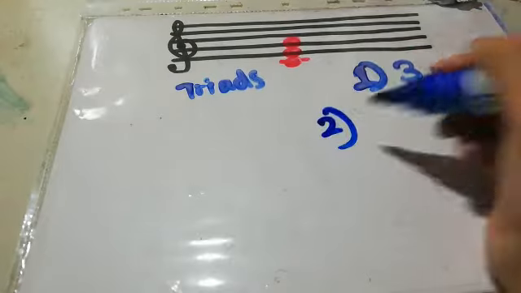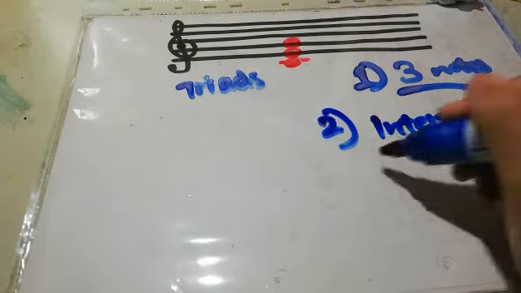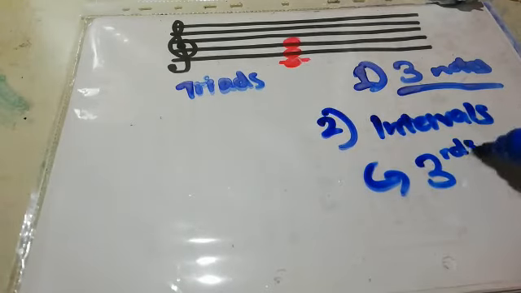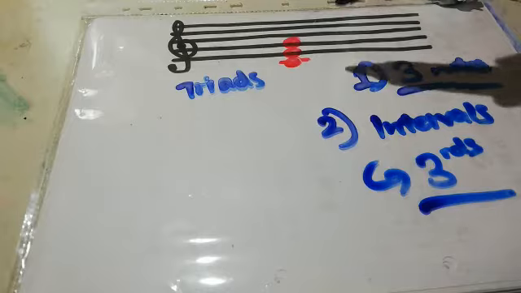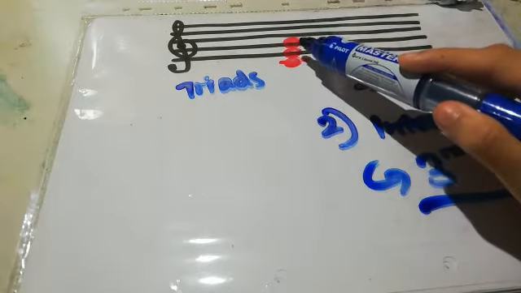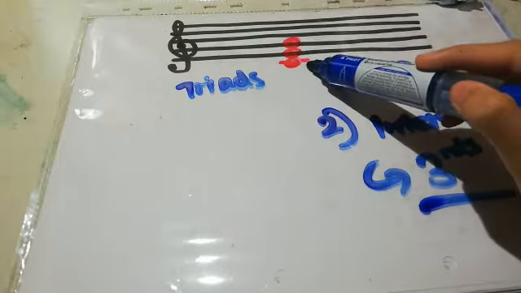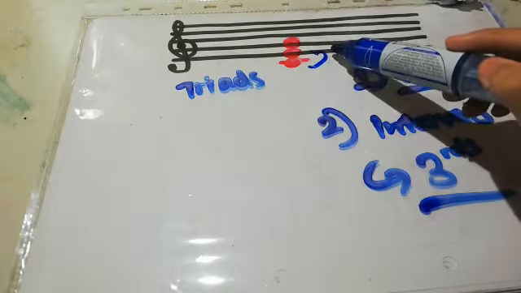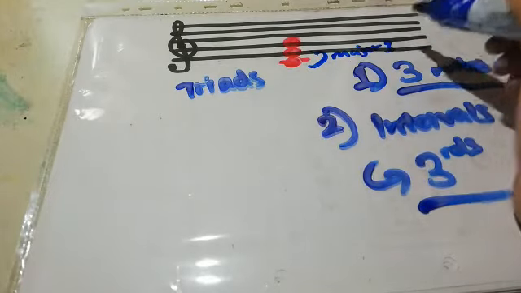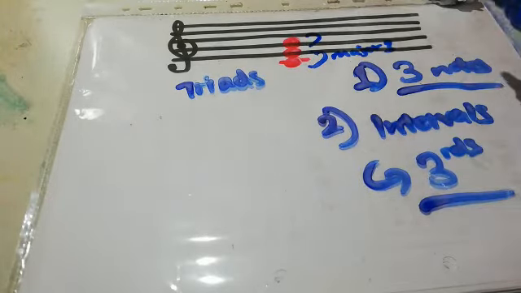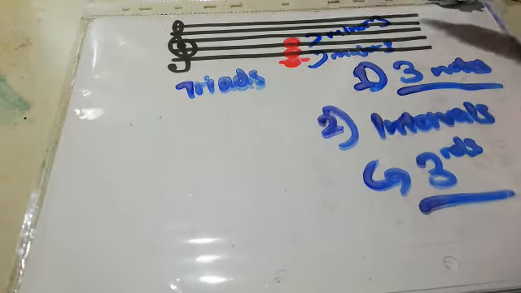And the second rule is that for the intervals between the notes, it has to be thirds apart. So for example, we have a C major triad here. This is our C, this is our E, and this is our G. So we can tell that the interval between C and our E would be a major third, and the interval between our E and our G would be a minor third.